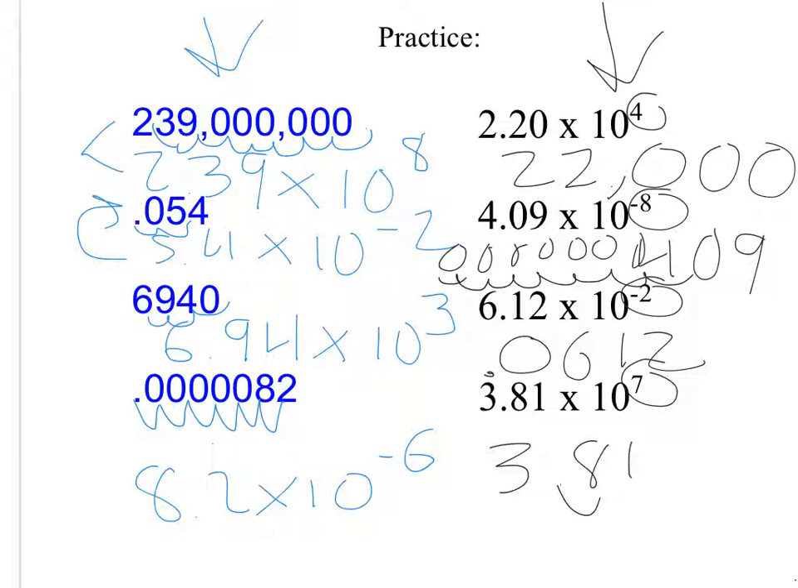1, and we need to go 1, 2, 3, 4, 5, 6, 7. And we put 1, 2, 3, 4, 5. There we go. So we have some big numbers there. 381 million. Just make sure. Good. 38,110,000. All right, I hope that helps.